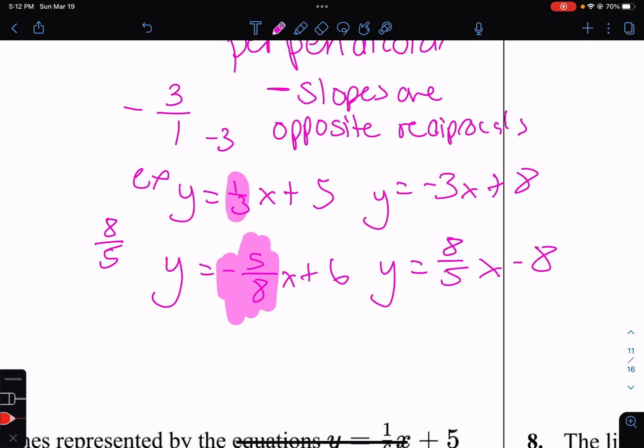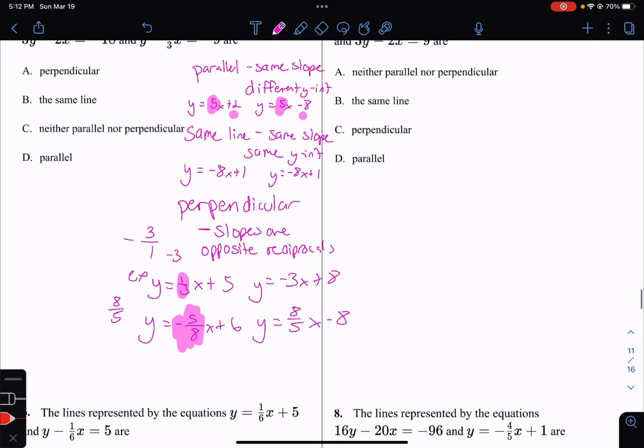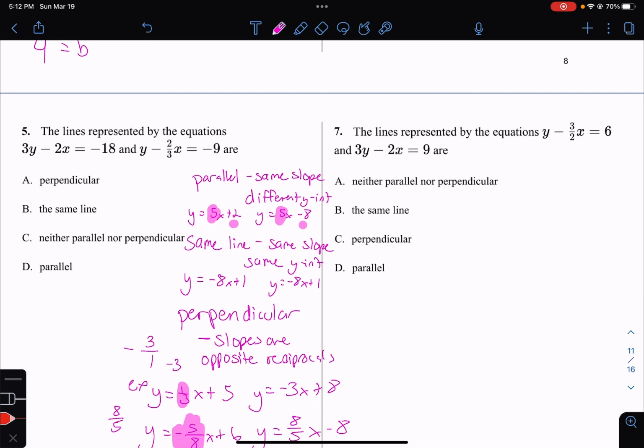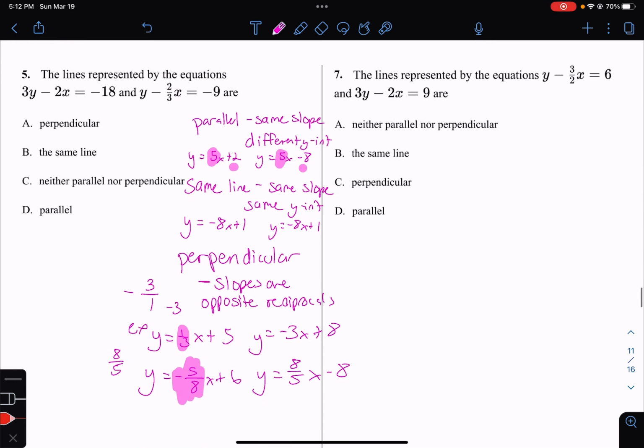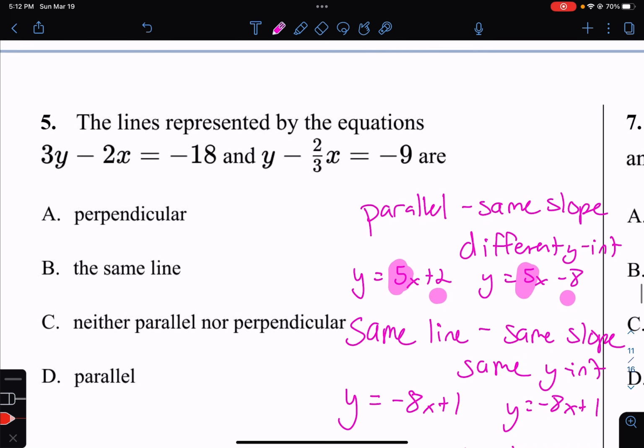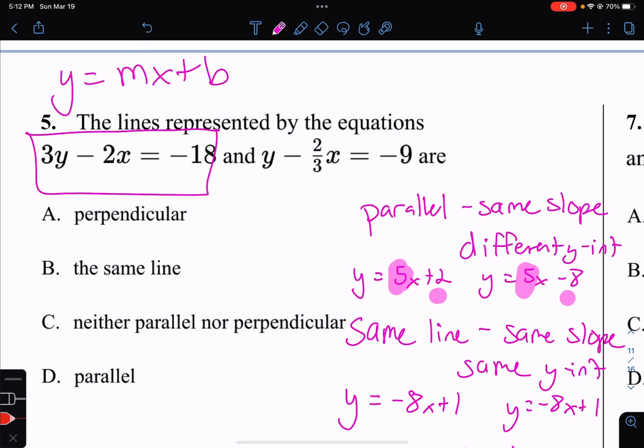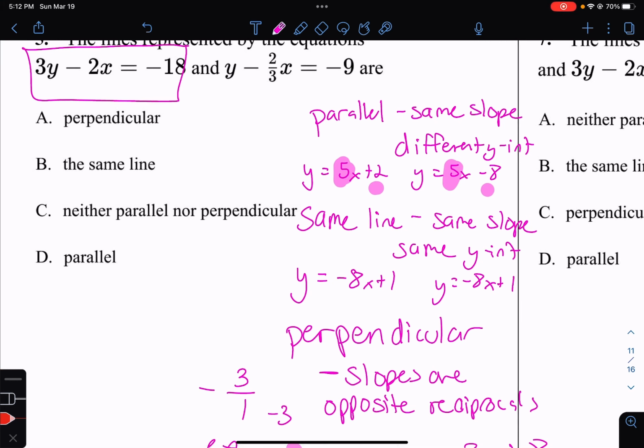All right, so remember, for perpendicular, you need the opposite reciprocal, okay? So basically, in order to determine all of this information on the slopes, you have to get your equation into y equals mx plus b, okay? So looking at this one here, we're going to work to get it into y equals mx plus b. So we got 3y minus 2x equals -18.